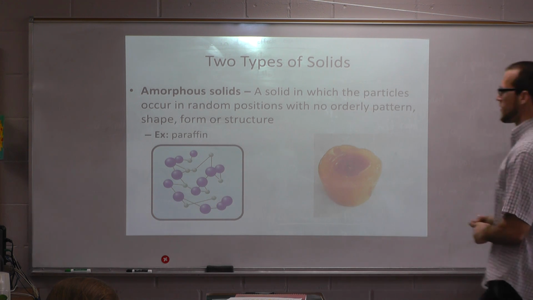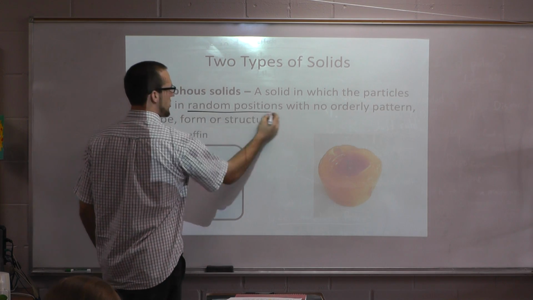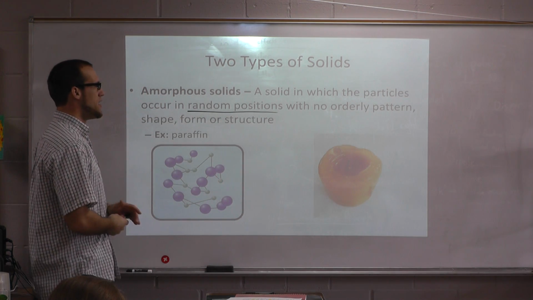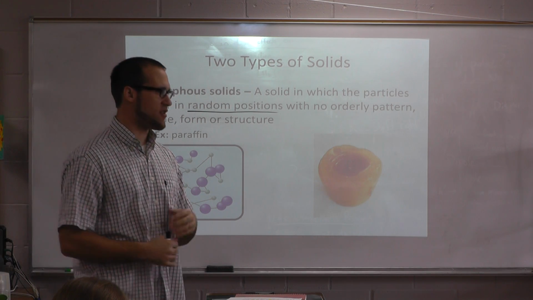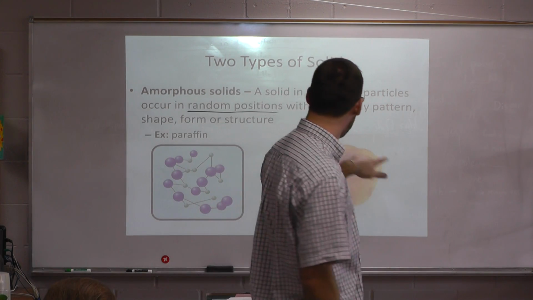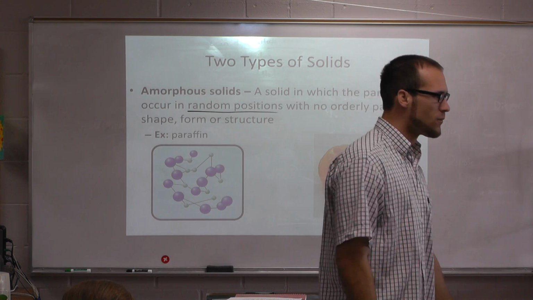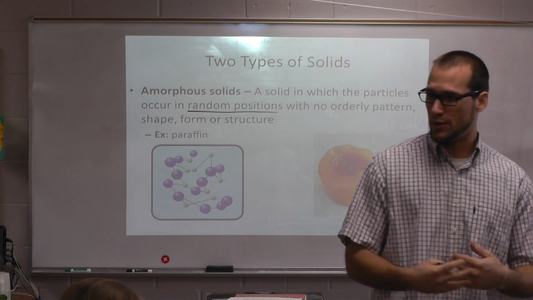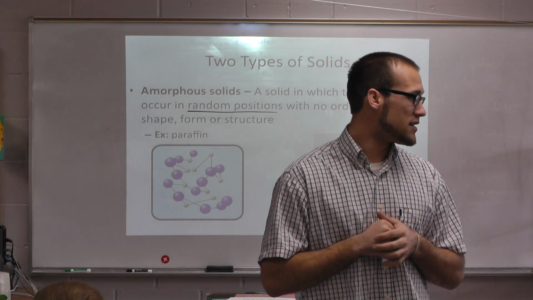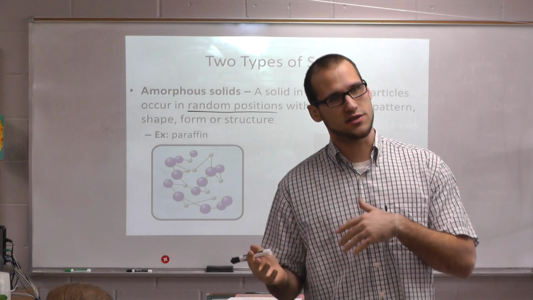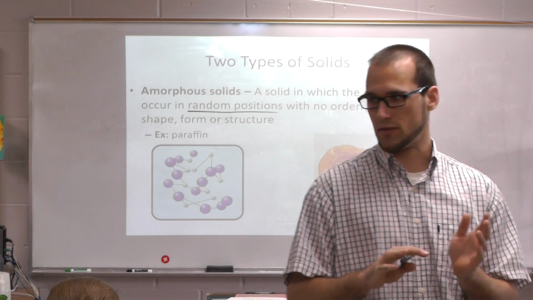It's a solid that actually has no repeatable pattern. You've got no order. You've got bond lengths and bond strengths that are all over the place. And you can see by this visual, all of the bonds are different lengths. That considerably changes its properties, which we're going to talk about today: how crystalline solids act a little bit differently than amorphous solids do.